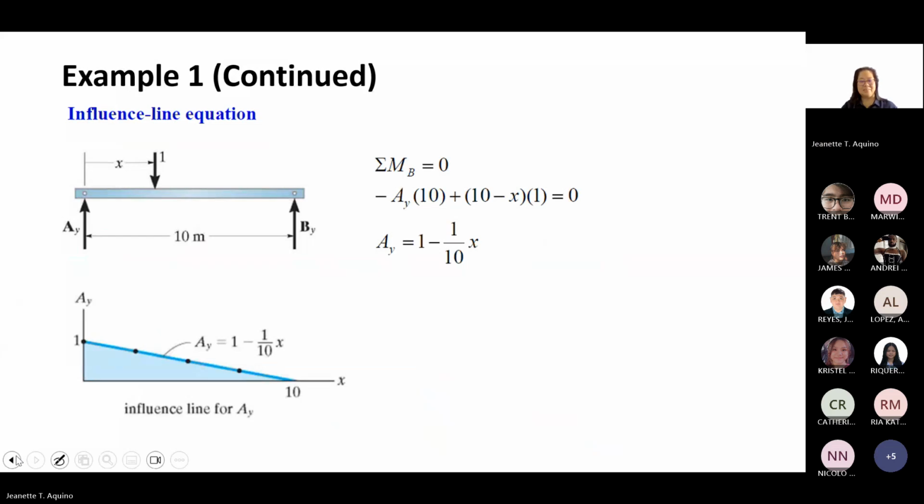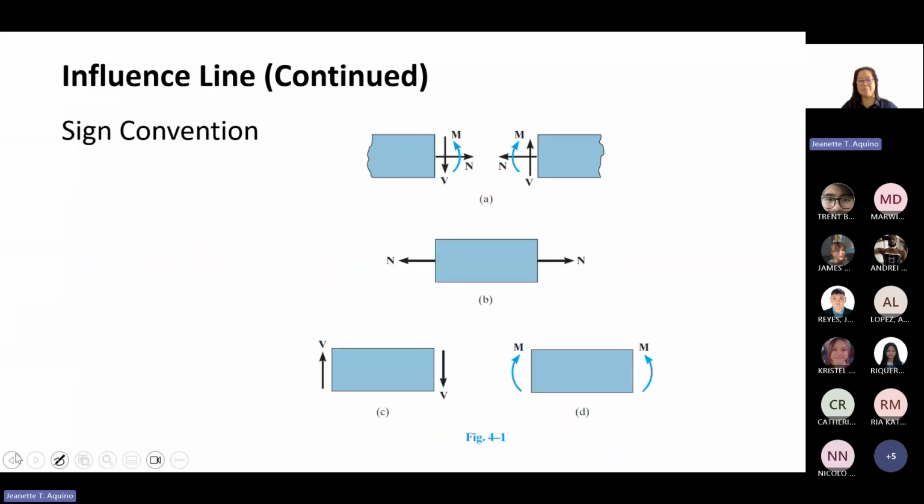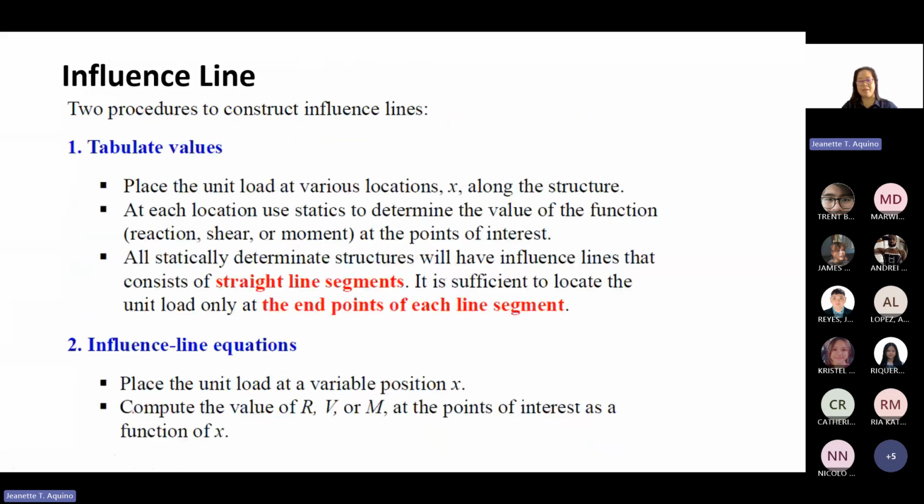Place the unit load at a variable position X, then calculate the value of R at the point of interest as a function of X. So now we're only looking for the value of our reaction, R, or AY.